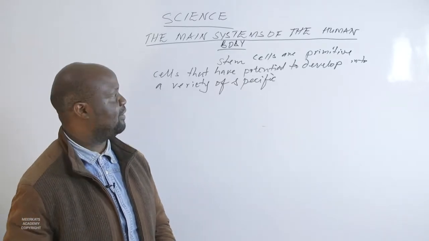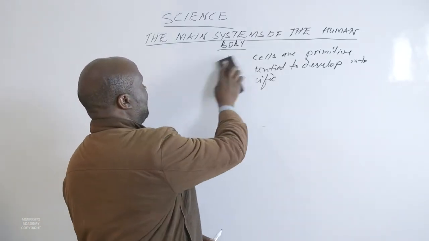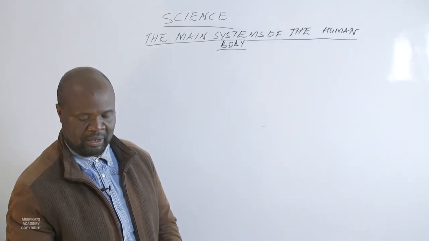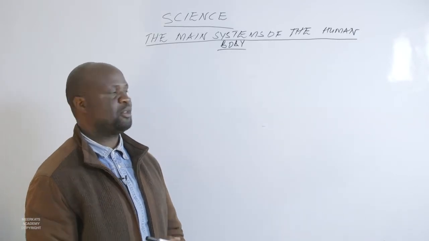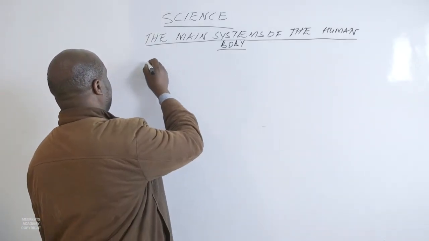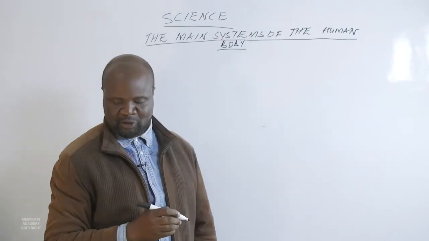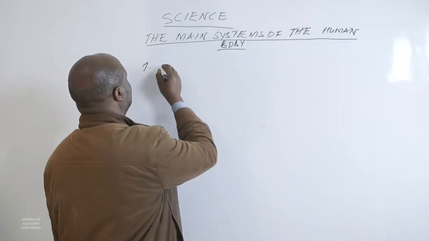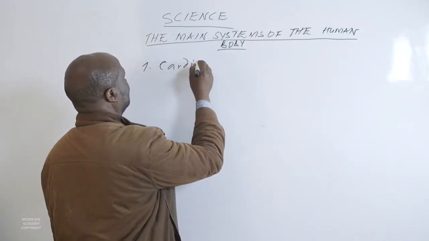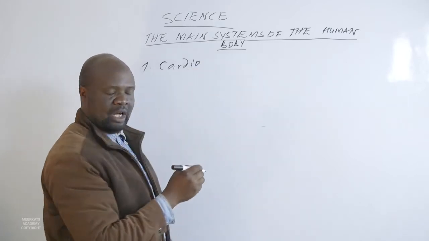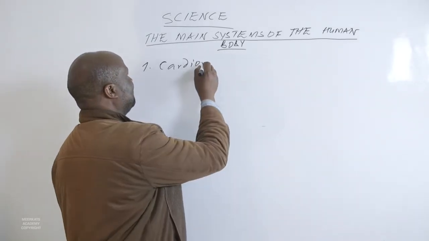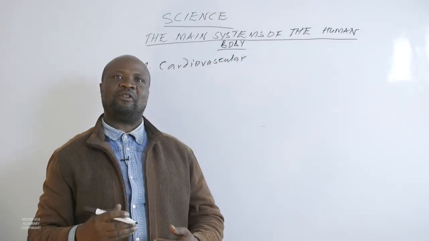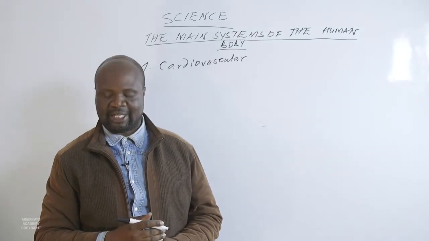We shall start with these systems that are within the human body, and we shall see how many systems we're going to cover. One, we can start with the cardiovascular system. Now, when we talk of the cardiovascular system, we call it the cardiovascular system or circulatory system.